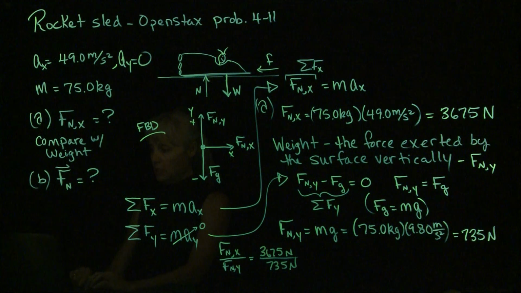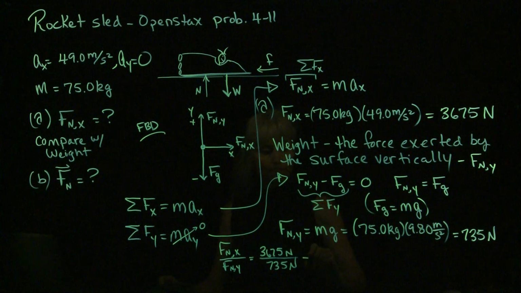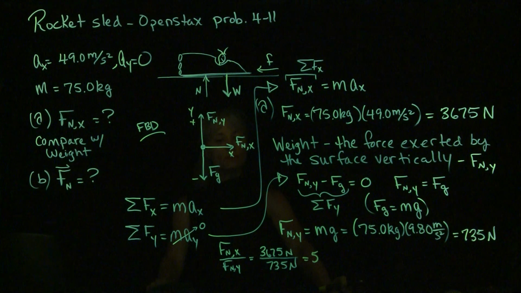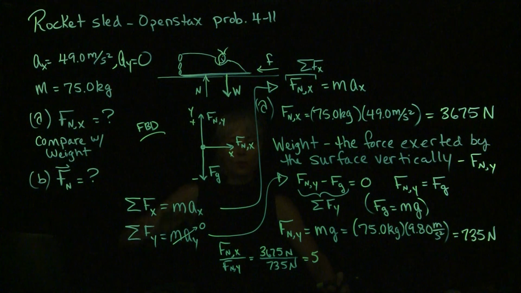3675 divided by 735 is equal to 5. So the force being exerted by the back of the seat is 5 times greater than the force being exerted by the bottom of the seat. And that makes sense because he's accelerating horizontally, so that horizontal force has to be much larger than the vertical force. So this completes part A.